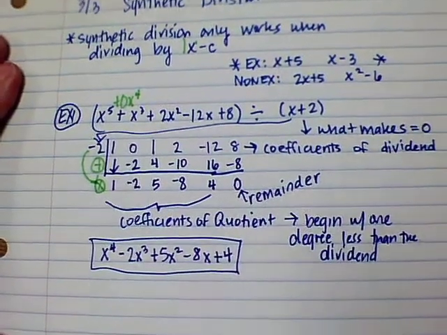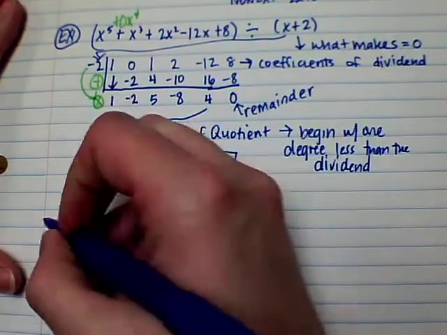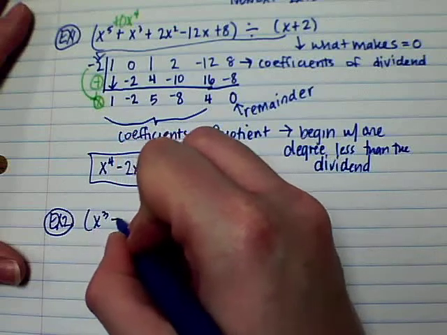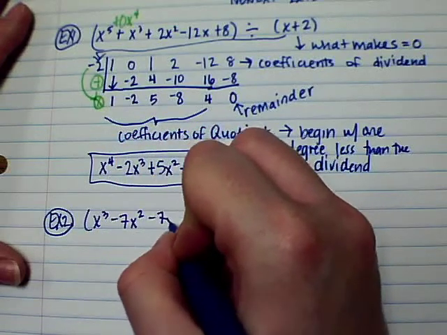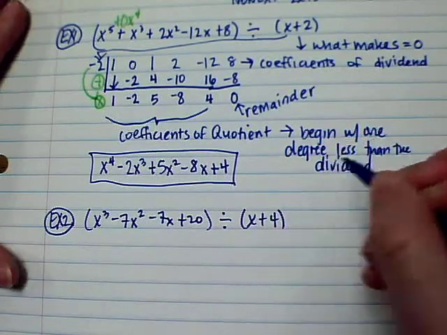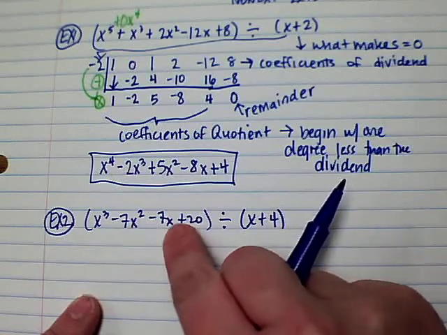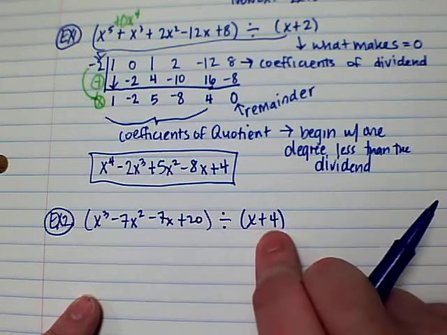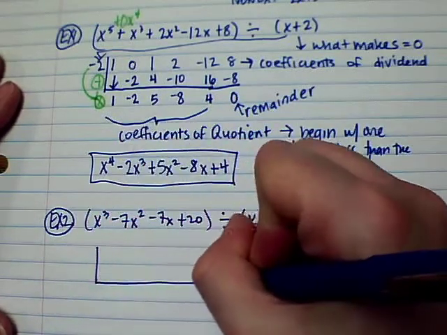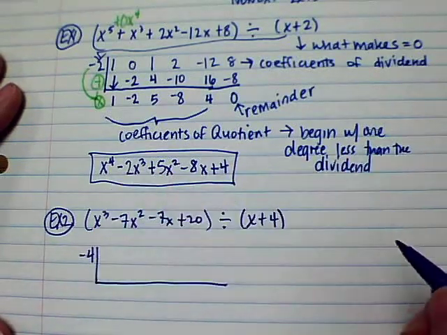Alright, so let's look at another example. I have x cubed minus 7x squared minus 7x plus 20 divided by x plus 4. So if I look at this, every term is filled in because I go 3, 2, 1, none. My divisor is the correct form. So I'm going to start off. What makes x plus 4 equal 0? Negative 4. So it's going on the outside.